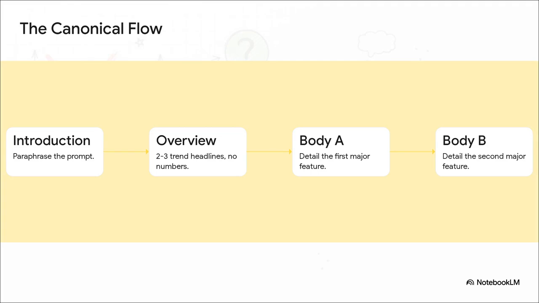And this brilliantly illustrates that exact 4-step canonical architecture you need for a perfectly compiling essay. Step 1, introduction. Just paraphrase the prompt. Step 2, the overall section. Give us 2 or 3 big trend headlines with absolutely 0 numbers. Step 3, body A, where you detail the first major feature. And step 4, body B, detailing the second major feature. You just need to lock this flow in.